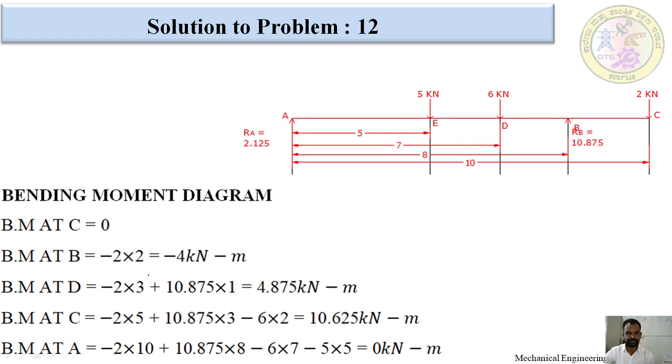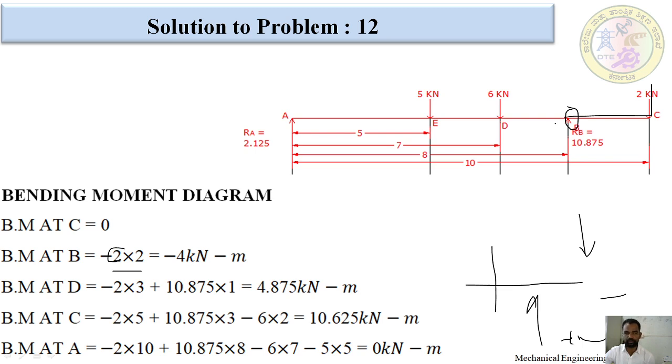I am going to erase these things. First, at B point how much are we having? At B point, in bending moment calculation, from right to the section, downward force is taken as negative, upward force taken as positive. This is negative force into this distance. How much is it? Negative 2 is the magnitude, 2 is the distance. Total is negative 4 kilonewton meter.